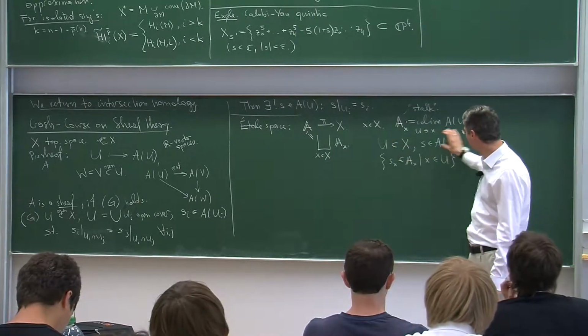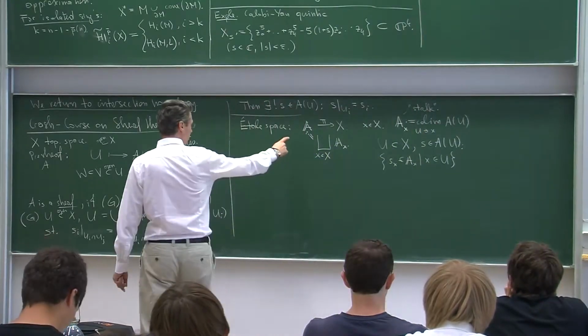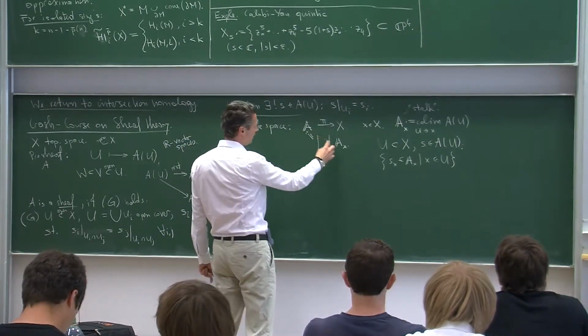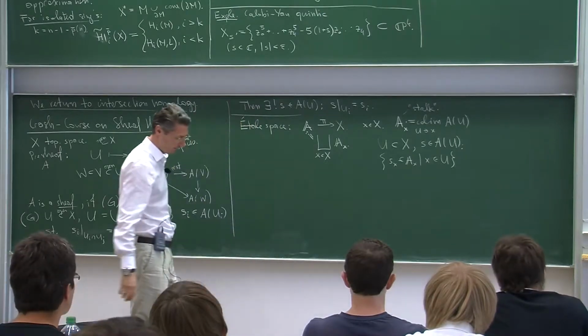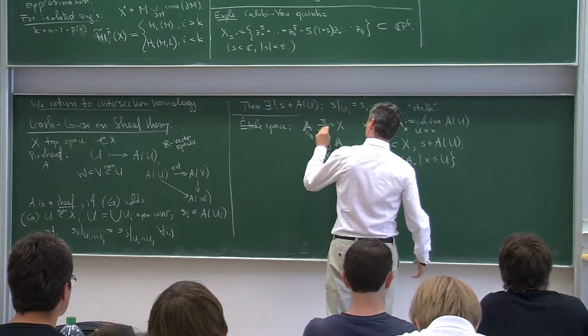If you now let all of this vary, this is a basis for the topology. So now we really have a topological space. And it's clear what pi is. Pi, of course, just sends A_x to x, little x, to the point x. So that defines pi. This is then a continuous map.